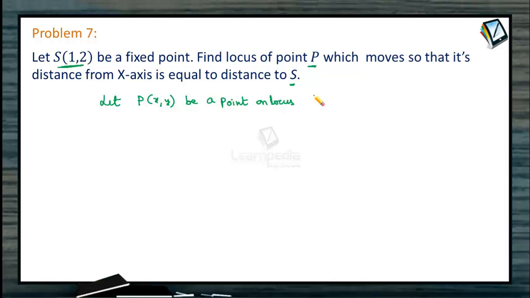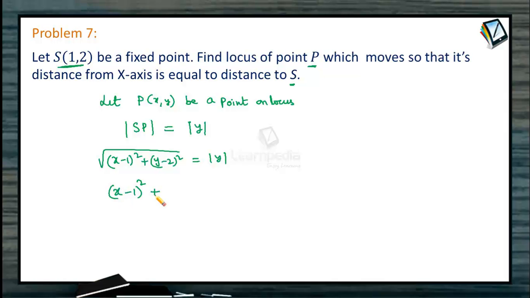The geometric condition, when we write it in the form of an algebraic equation: the distance of this point P to S, which is SP, should be equal to the distance of the point P to the x-axis. Now the distance of the point (x, y) to the x-axis is mod y. This is already known. So this is the condition we have. SP is root of (x minus 1) square plus (y minus 2) square, which is equal to mod y.